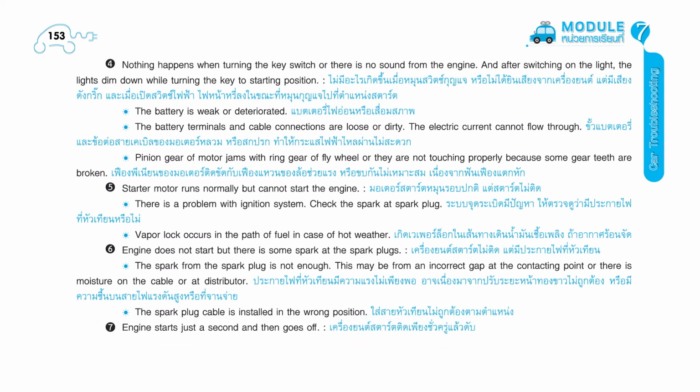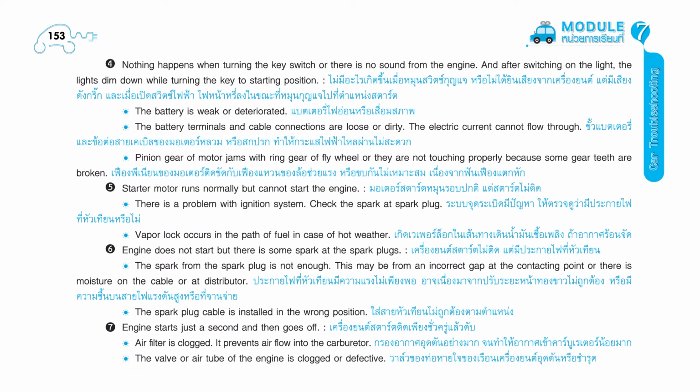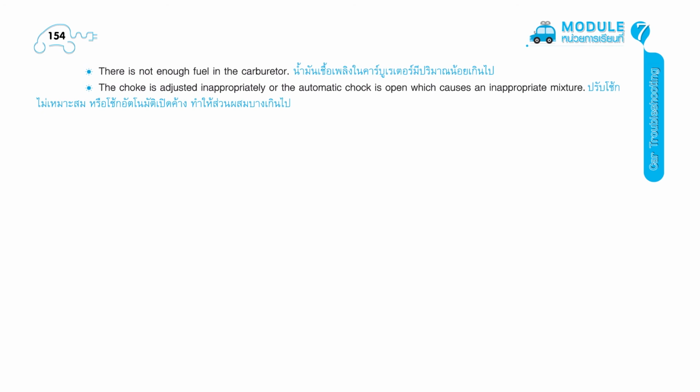7. Engine starts just a second and then goes off. Air filter is clogged. It prevents airflow into the carburetor. The valve or air tube of the engine is clogged or defective. There is not enough fuel in the carburetor. The choke is adjusted inappropriately or the automatic choke is open, which causes an inappropriate mixture.